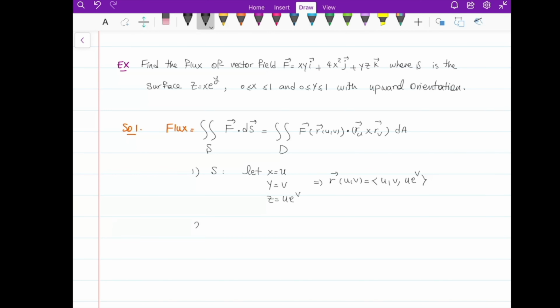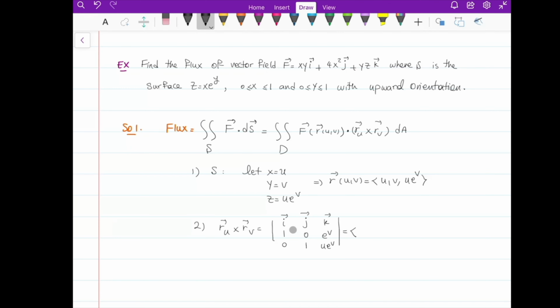Now I need to find the cross product of the partial derivative of r with respect to u and the partial derivative of r with respect to v, using i, j, and k. What is the partial derivative of r with respect to u? It would be (1, 0, e^v). What is the partial derivative of r with respect to v? It would be (0, 1, u e^v).